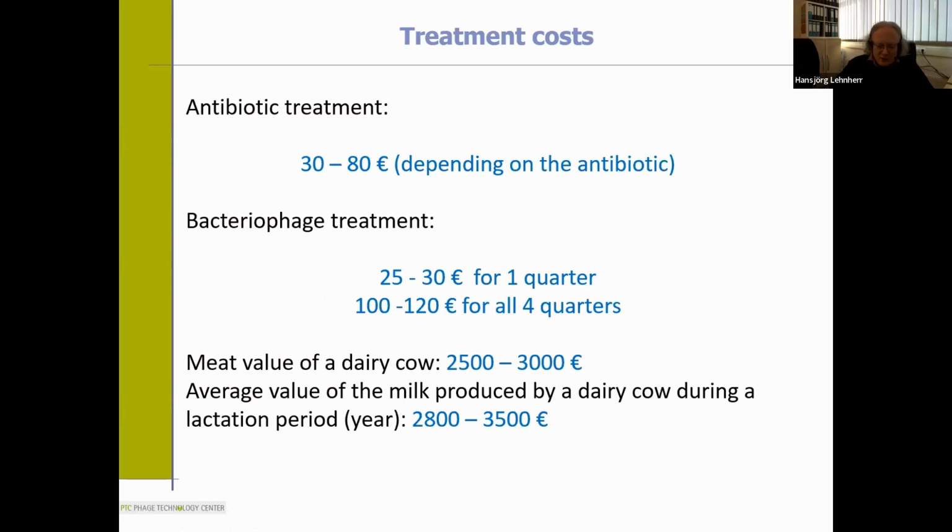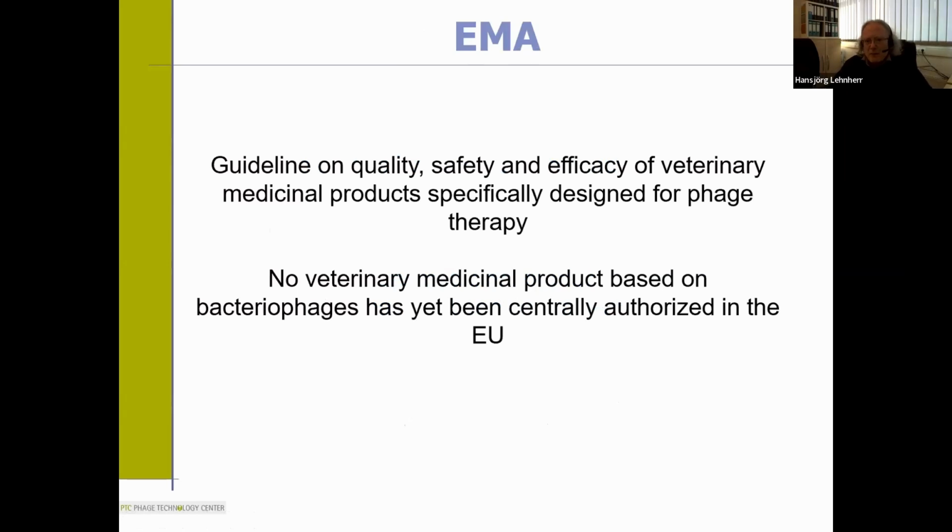Now, what's the stage of the product? The EMA published a guideline on the quality and safety of veterinary medicinal products, so we now have a guideline to go along. At the moment, there is no veterinary medicinal product registered in the EU. There might be a reason for that, but I will not be able to discuss that today.